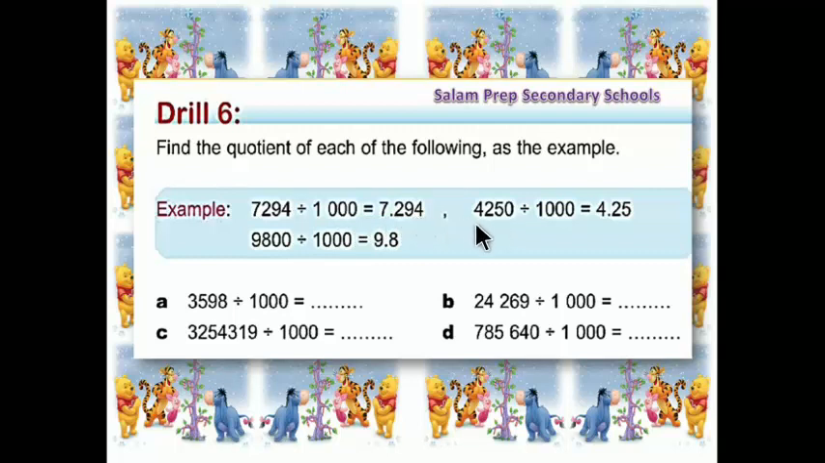Another example for you, 4,250 divided by 1,000 equal, we can remove this 0 with this 0. Now we have 425 divided by 100. We can put decimal point beside 5.